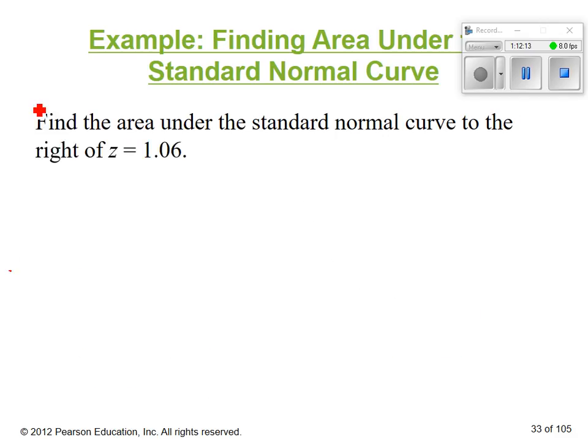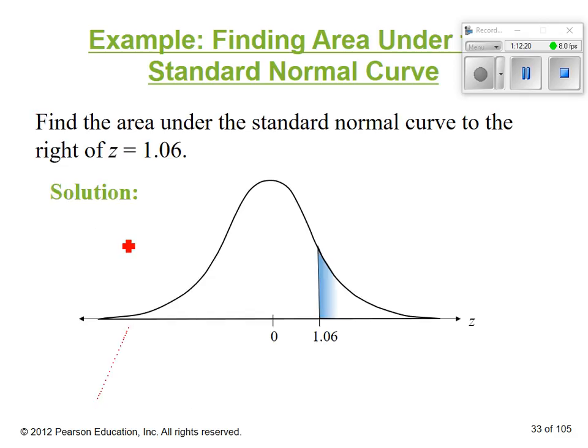You could use the chart to find it again. If we went to the right, this is why I draw this every time. This time we want this area, so what you could do is use 1.06, come down this way, and it would give it to you.